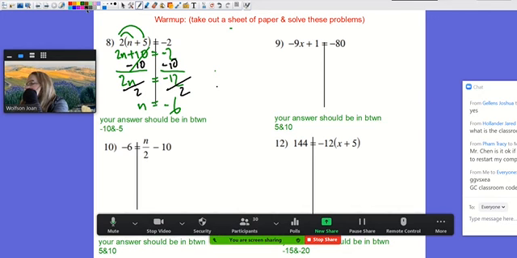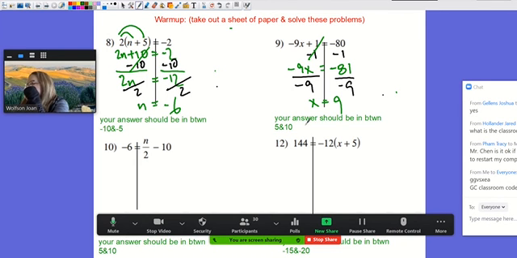Let's look at this one. Actually, 9 is even easier. I'm going to minus 1 to both sides. I'm going to get negative 9x. This cancels, equals negative 81. And I'm going to divide both sides by negative 9, and I'm going to get x equals positive 9.